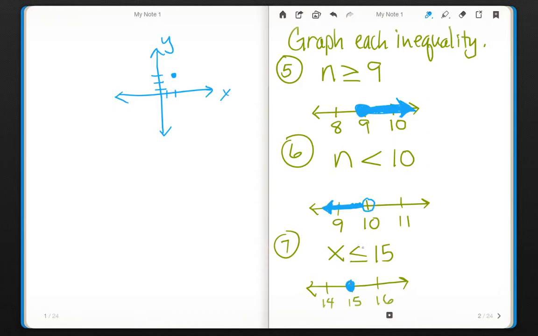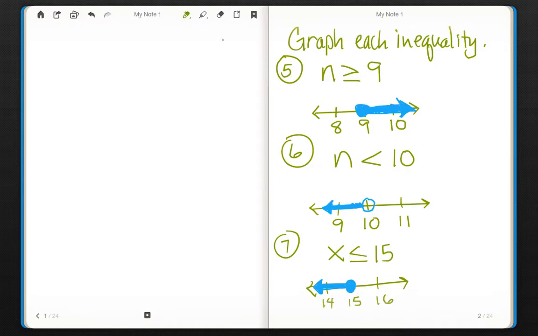But then it says anything less than 15 also works. Well, which way are the numbers less than 15? To the left. So that's the direction that you put your arrow. And I want yours to look a lot like mine. I want you to make the arrow really thick so that we can tell that it's not part of the number line. It's sitting on top of it. So that would be your graph. A dot on 15 going less.